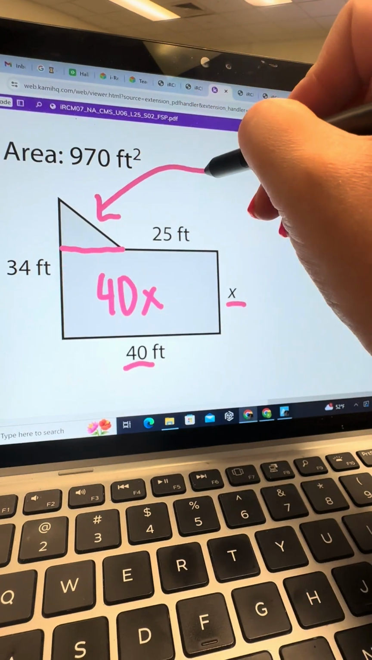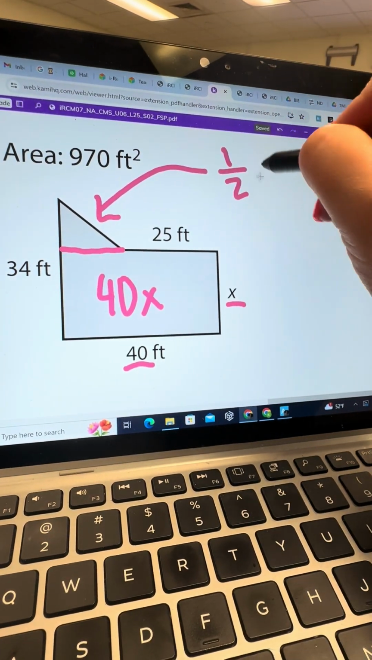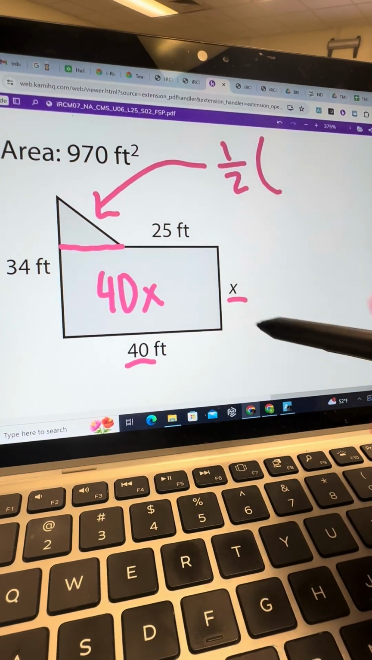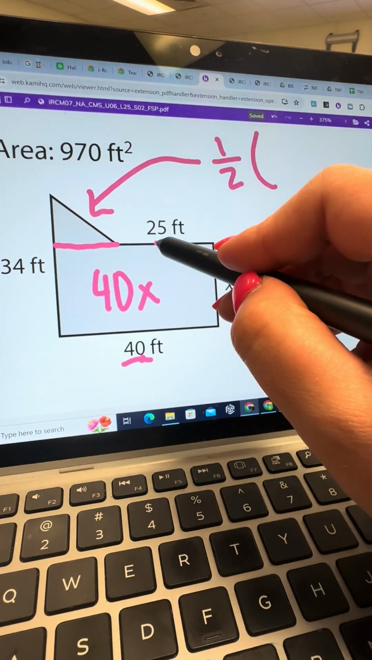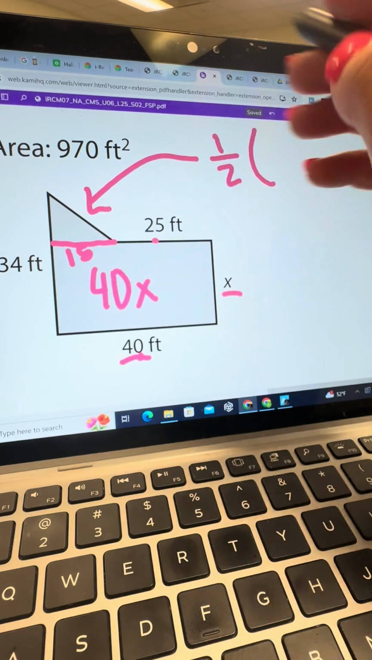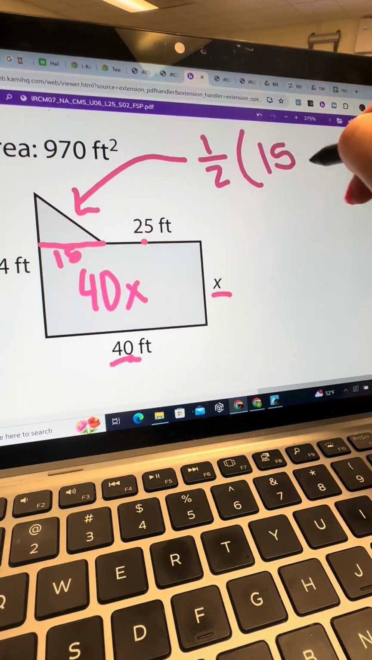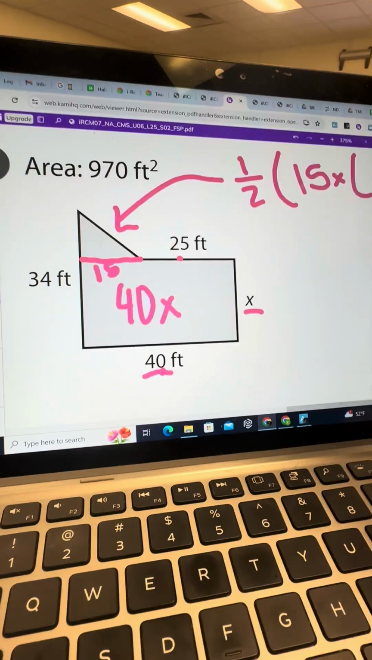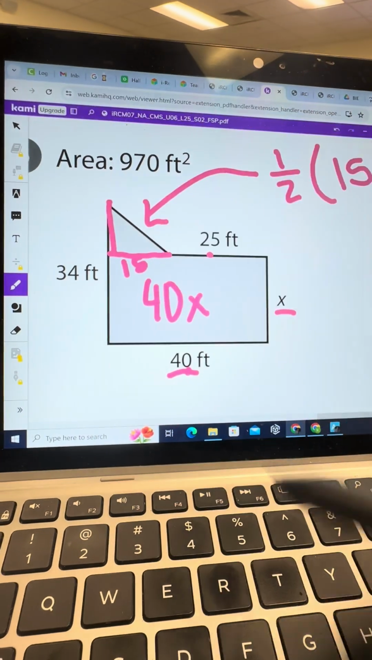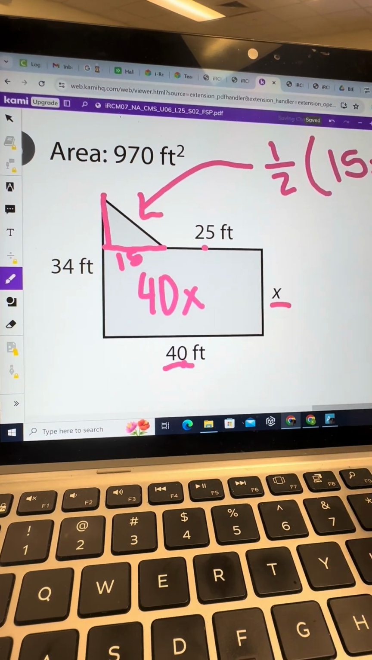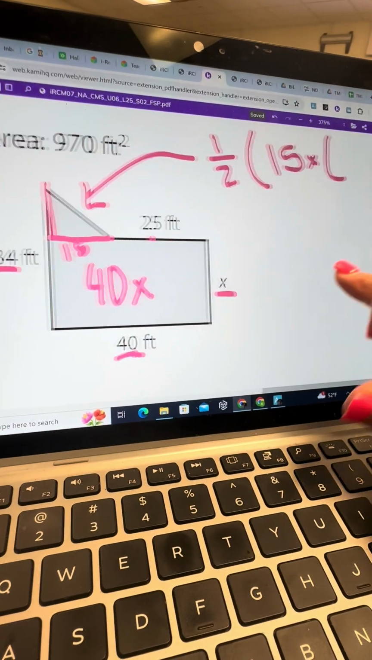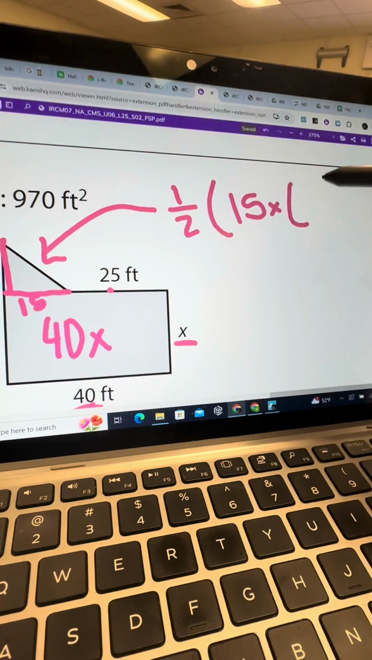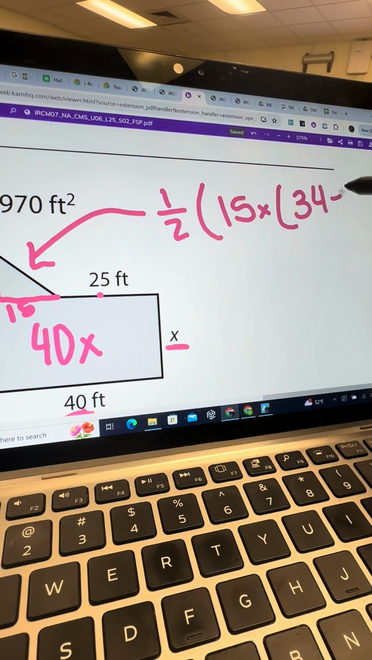This one would be 1/2 times the length on the bottom, which would be 40 minus 25, which is 15. So this is 15 times, we don't know what this height is right here, but we know that it would essentially be 34 minus x. So that's just what we have to write because that's all that we know. So 34 minus x.